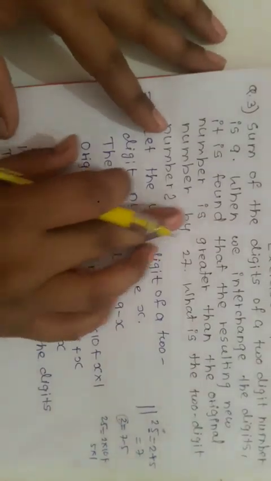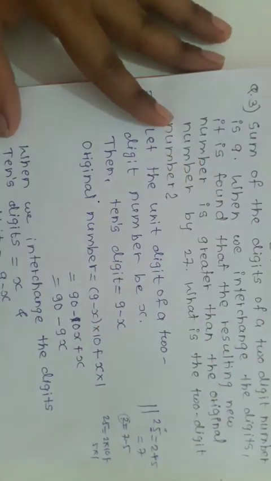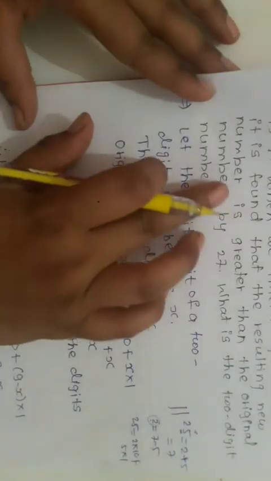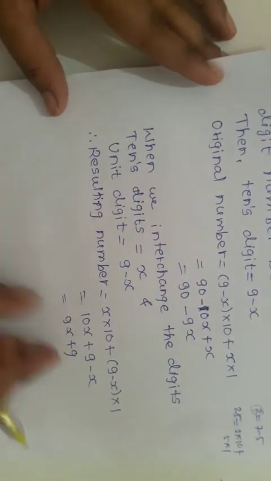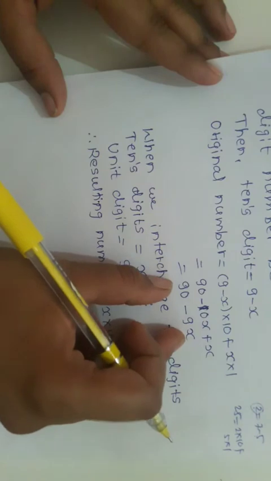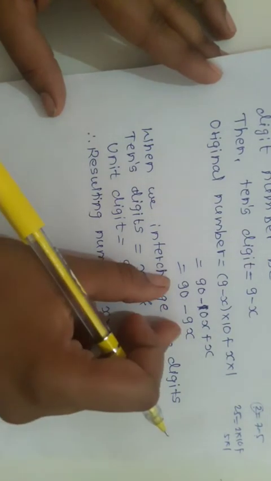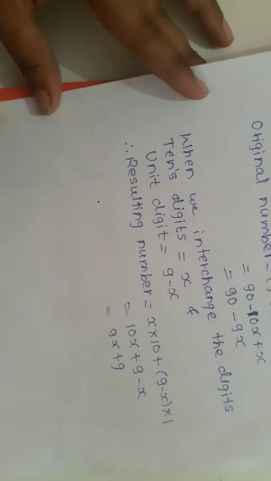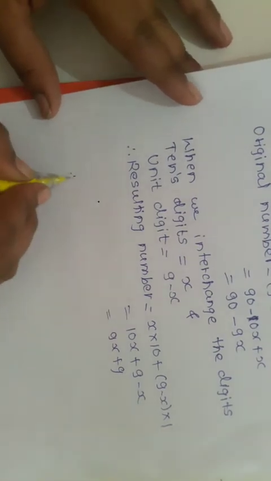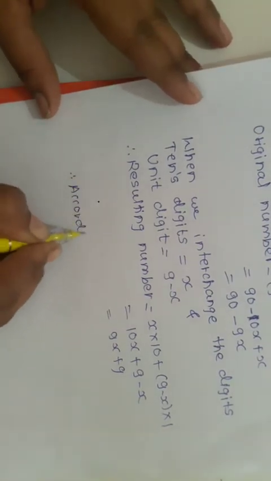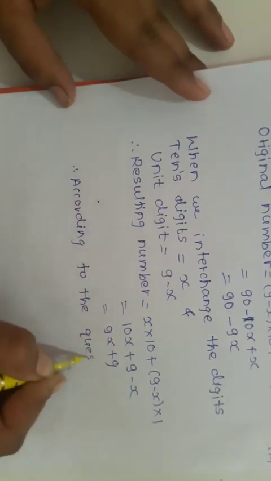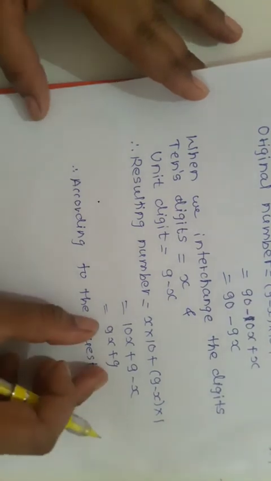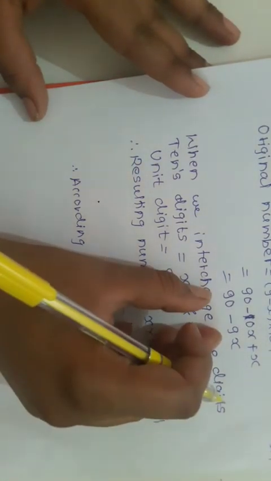Again, read the question. What is given? After interchanging the digits, it is found that the resulting new number is greater than the original number by 27. So this resulting number is greater than the original number, 90 minus 9x, by 27. So write down: according to the question, this resulting number is greater than this original number by 27.